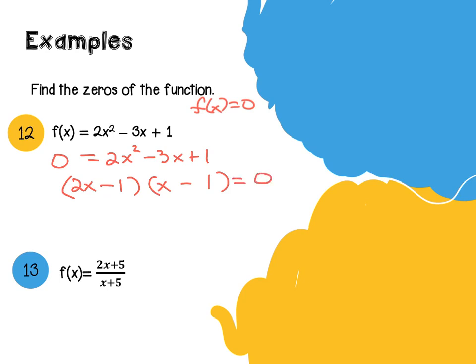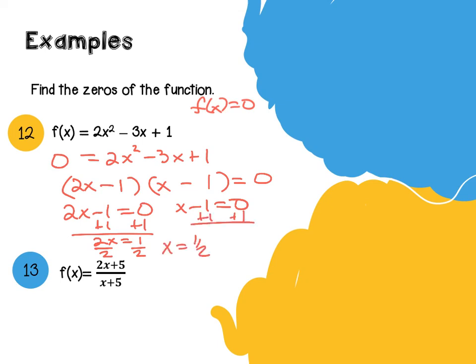So now all I have to do is set each one equal to 0, add the 1, 2x equals 1, divide by 2, x equals 1/2. Over here, add 1, x equals 1. Remember, these are zeros, they're x-intercepts. So 1/2, comma 0, and 1, comma 0. And this is what it means to find the zeros. You're finding the x-intercepts. Again, this is a graph of a parabola.